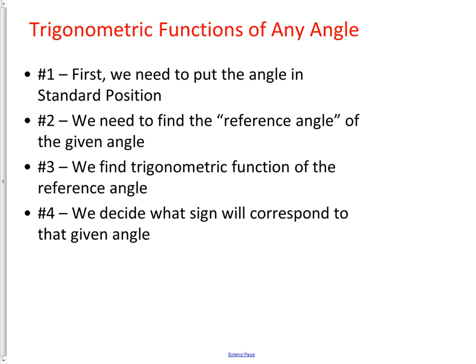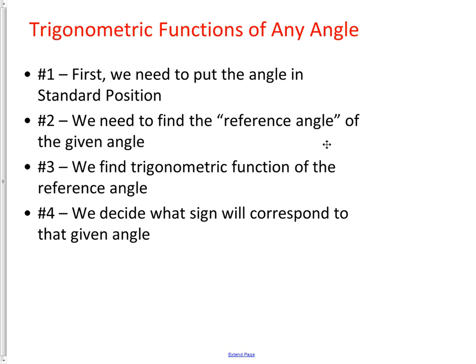Okay, having our definitions of coterminal and reference angles put behind us, we're in a position now where we can set up the situation we need in order to be able to find our trigonometric function of any angle in the plane. So, what do we do first? Well, the first thing we need to do is put our angles in standard position.